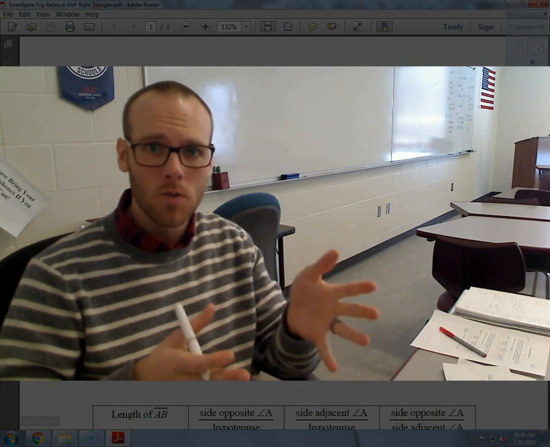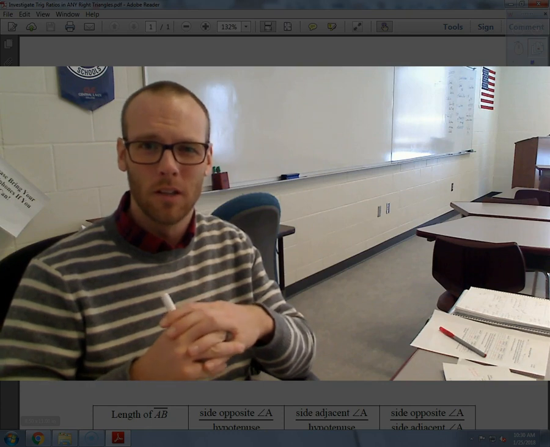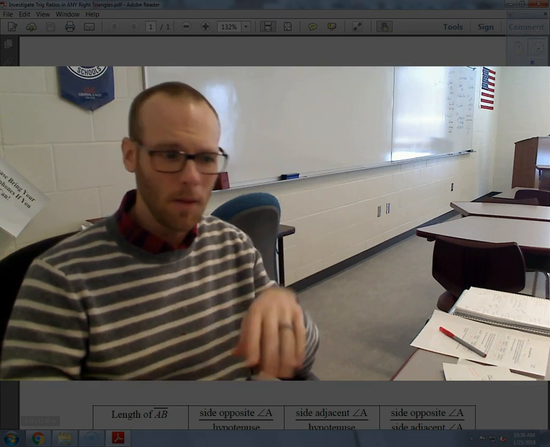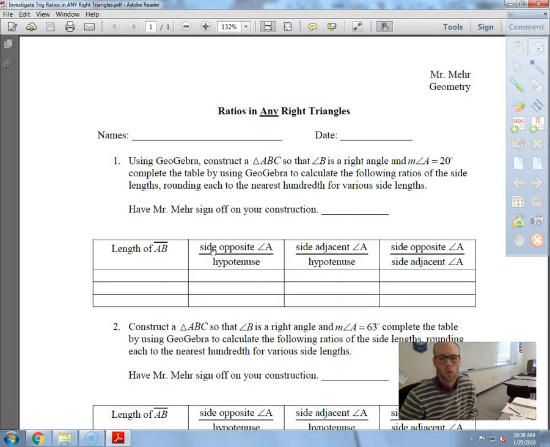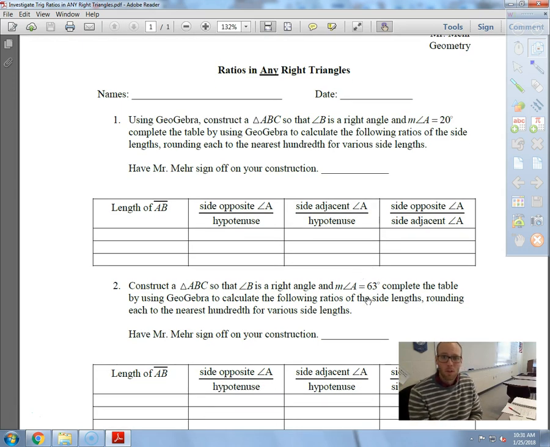So the question that I'm posing here now is, is that true just for special right triangles, or does that work for any right triangles? Okay. I'm going to get you started on this activity here, ratios in any right triangles. So this is going to require GeoGebra, and the reason why is for special right triangles we knew the pattern. If we picked one side length, we knew the rest of them. Here I'm going to have you first work on a right triangle with a 20-degree angle. Then I'm going to have you work on a right triangle with a 63-degree angle. We don't have patterns for that, so we're going to use GeoGebra to measure the sides and use those to calculate the ratios.